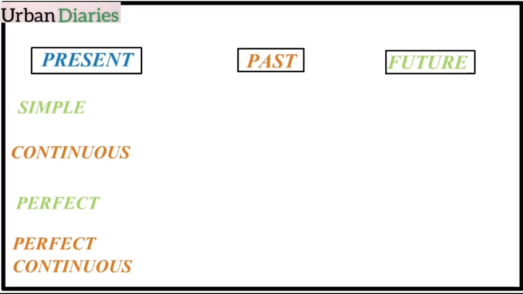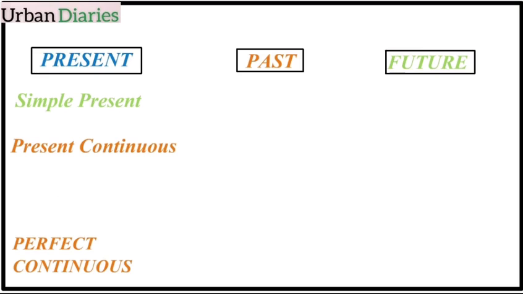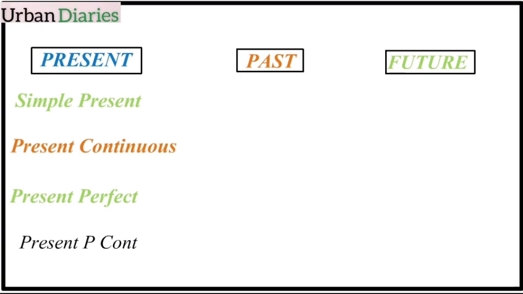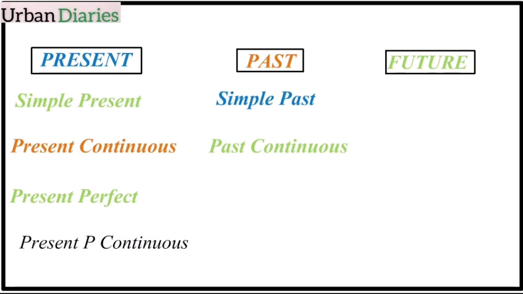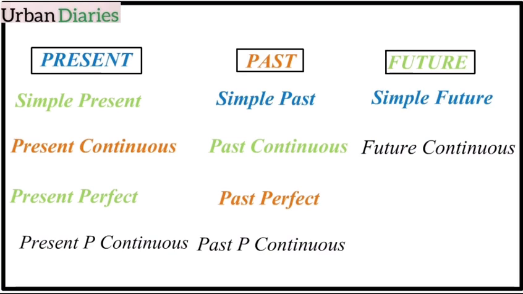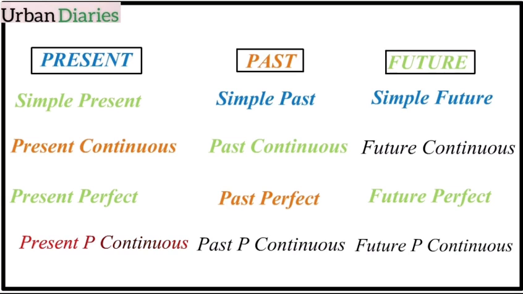Hence we get all 12 tenses in English grammar, which are present simple, present continuous, present perfect and present perfect continuous. Past simple, past continuous, past perfect and past perfect continuous. Then comes the future: future simple, future continuous, future perfect and future perfect continuous. We're going to discuss all these tenses one by one.